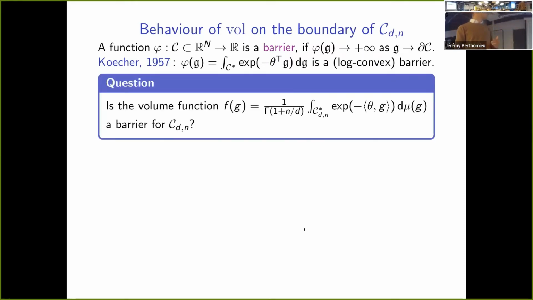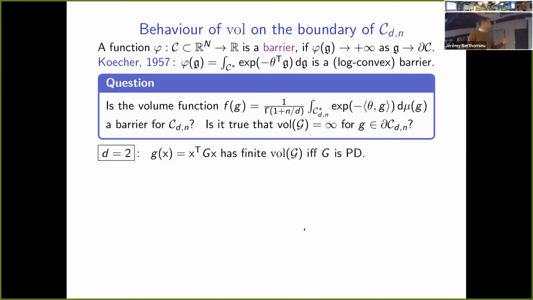And the natural question, as I already said, is: does the volume function, which has a similar representation to this phi, this characteristic function, act as a barrier for the non-negativity? And the answer, you'll see, is yes and no. So, for example, in the quadratic case, we know that the sublevel set is finite if and only if the form is positive definite, because otherwise you have a non-pointed cone, and you have infinite volume there.